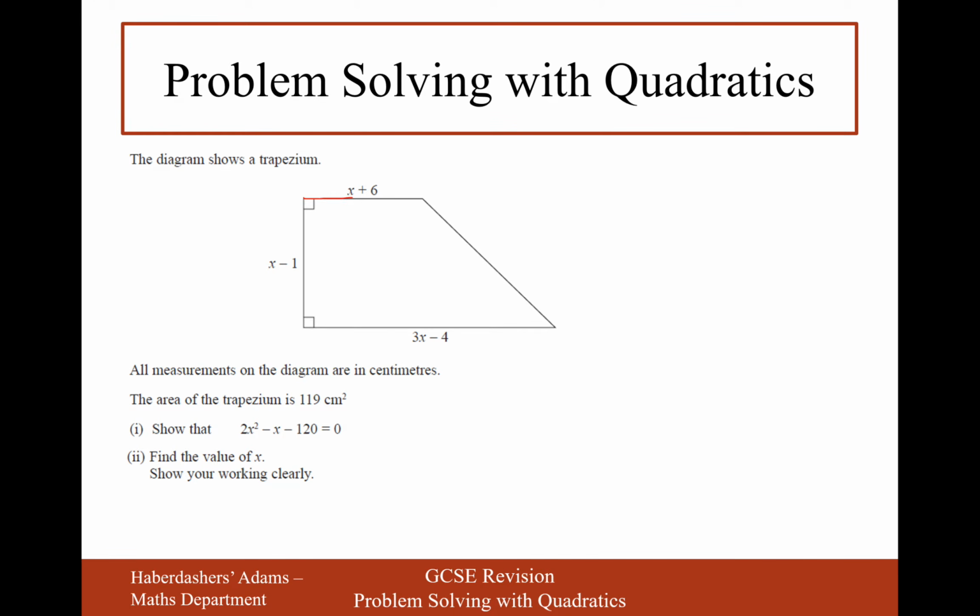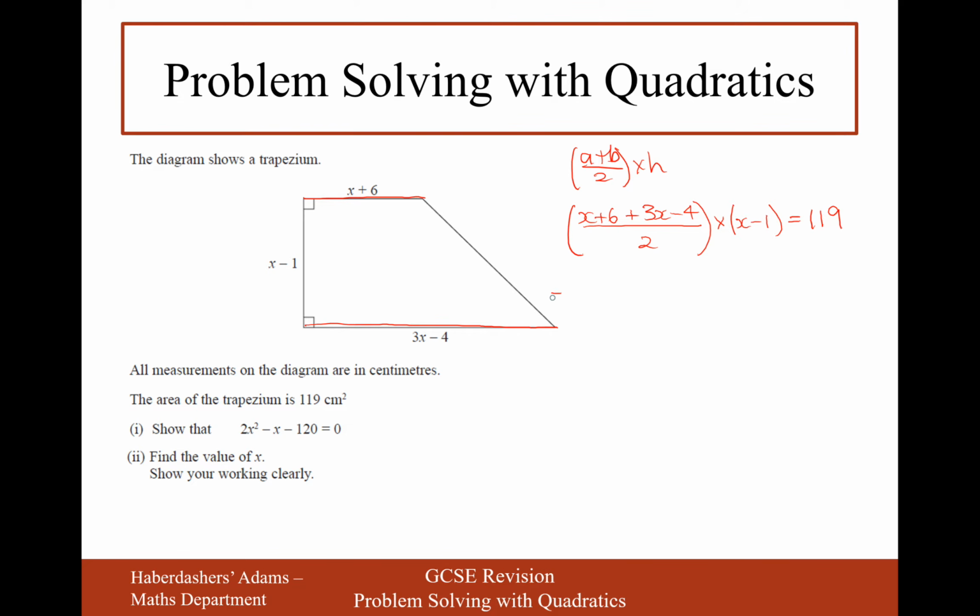Okay, so once again, the area of a trapezium formula is a plus b divided by 2 times h. So we're now just going to apply those lengths into the formula and work out that we have 2x squared minus x minus 120 equal to 0. So the area of the trapezium is going to be a, which is x plus 6, plus b, which is 3x minus 4, all over 2, times by the height, which is x minus 1, equals, and the area of this trapezium is 119.